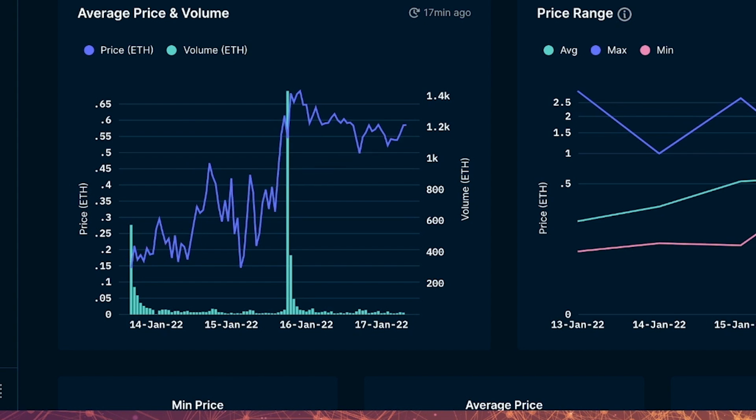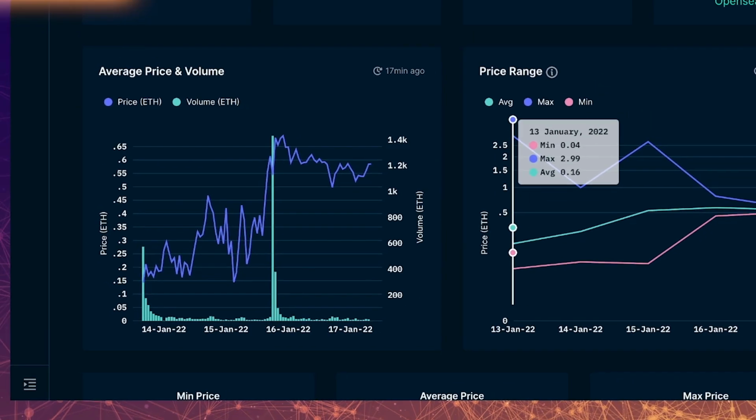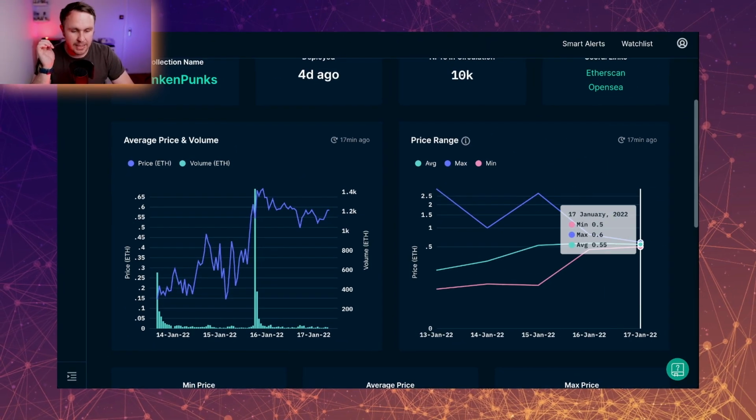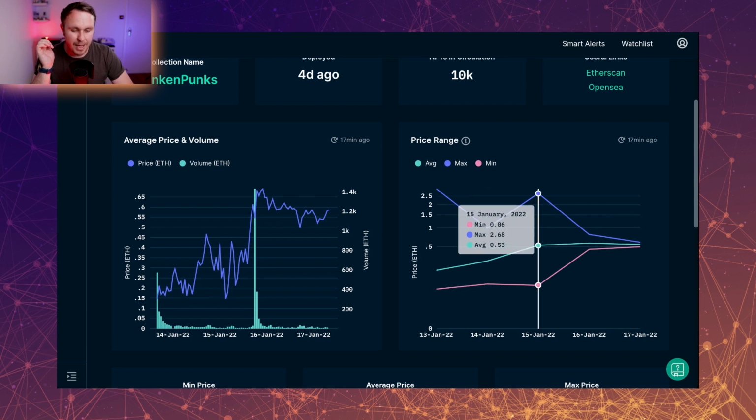Now, what you'll also notice is on the price range, the minimum price, which is the red, is just trending up. The green price has trended up and then it's sitting flat. But overall, this is textbook in what you want to see.